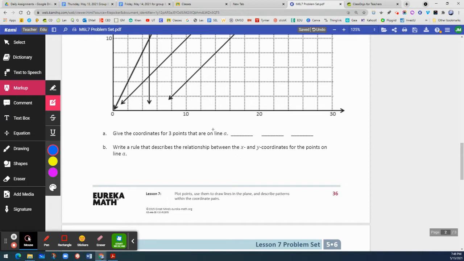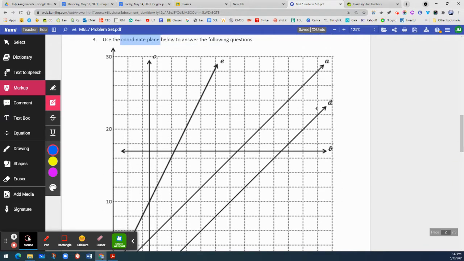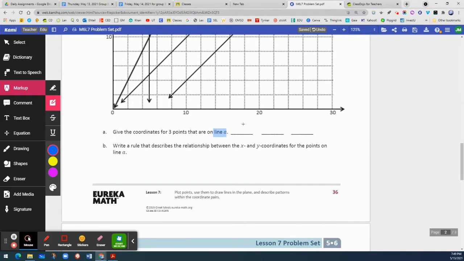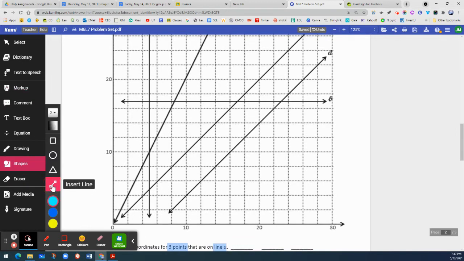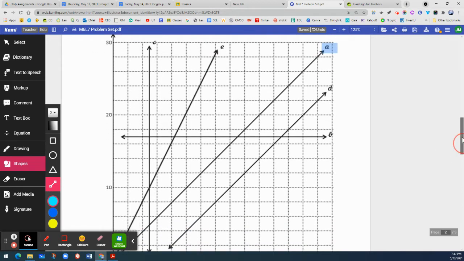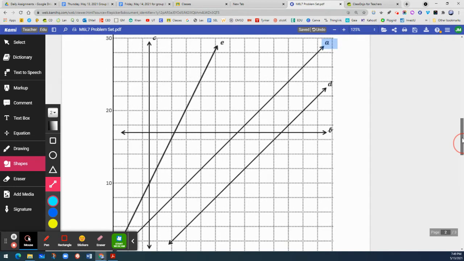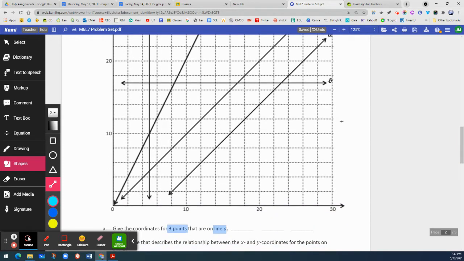First of all, we need to find out where line A is, and that's exactly what I intend to do. So line A is this one. Once you identify it, then we need to find 3 points on that line. This is how you find the points on the line. You're going to select your shapes tool, select the line. We said that A is the second one, this one right here.